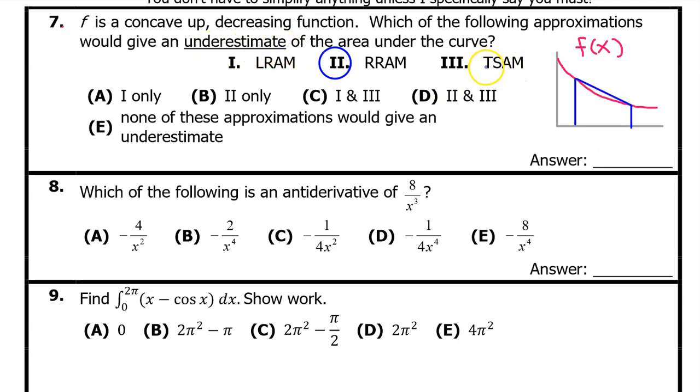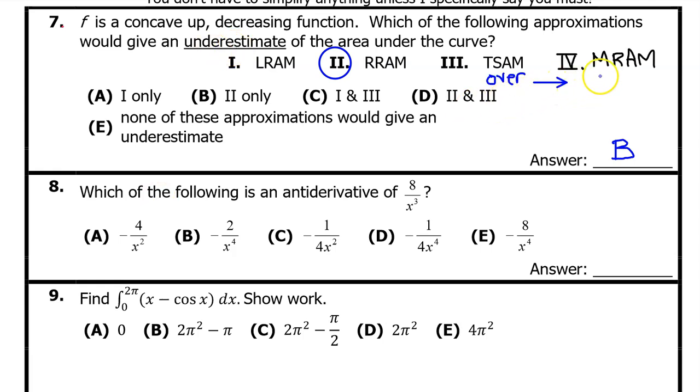TSAM stands for trapezoidal sum approximation method, and the trapezoids are drawn like this. We can see that this trapezoid includes a little sliver of area that is actually above the curve, not just under the curve. So this is an overestimate. So we will not circle TSAM because we are only looking for the ones that give an underestimate. So the answer is B. From among these three, only RRAM gives an underestimate.